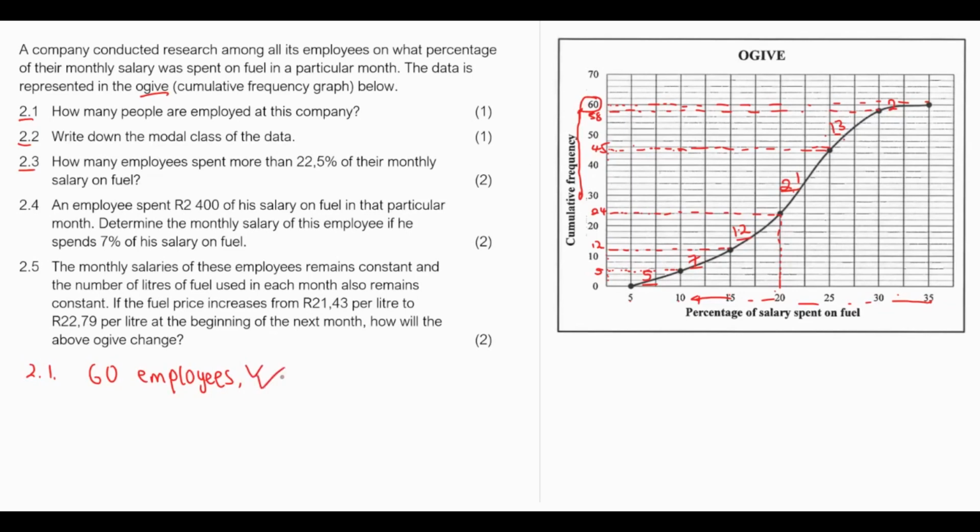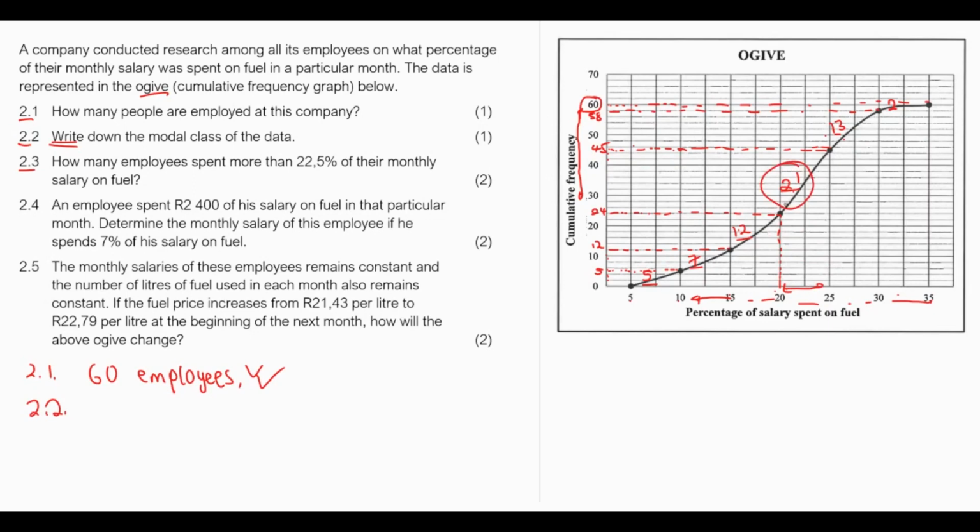So that's question 2.1. And then 2.2, it says, write down the modal class of the data. So we just have to extract it from the Ogive. Now we have to look for the class interval with the highest frequency, and it is this class interval between 20 and 25 with a frequency of 21.